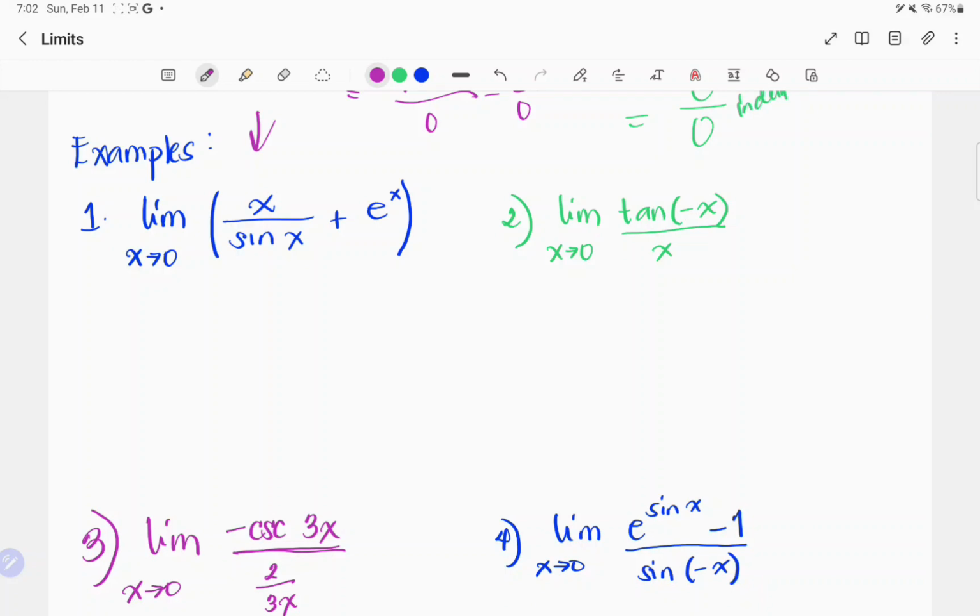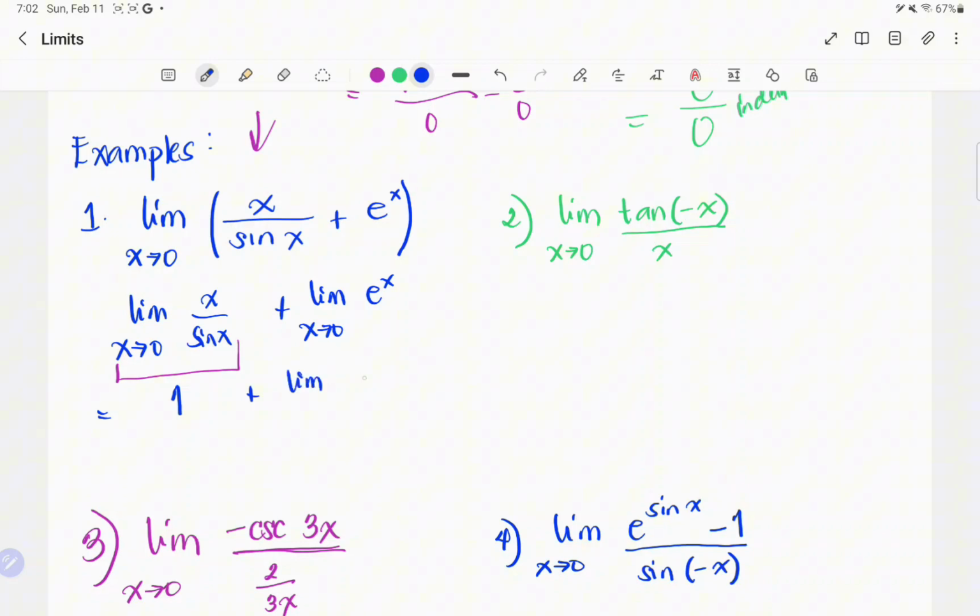also, meaning we rewrite this as the limit of x over sine x as x approaches 0 plus the limit of e raised to x as x approaches 0. The value of the first function is already equal to 1, while the limit of e raised to 0 as x approaches 0 is also equal to 1. So this is going to be 1 plus 1 equal to 2.